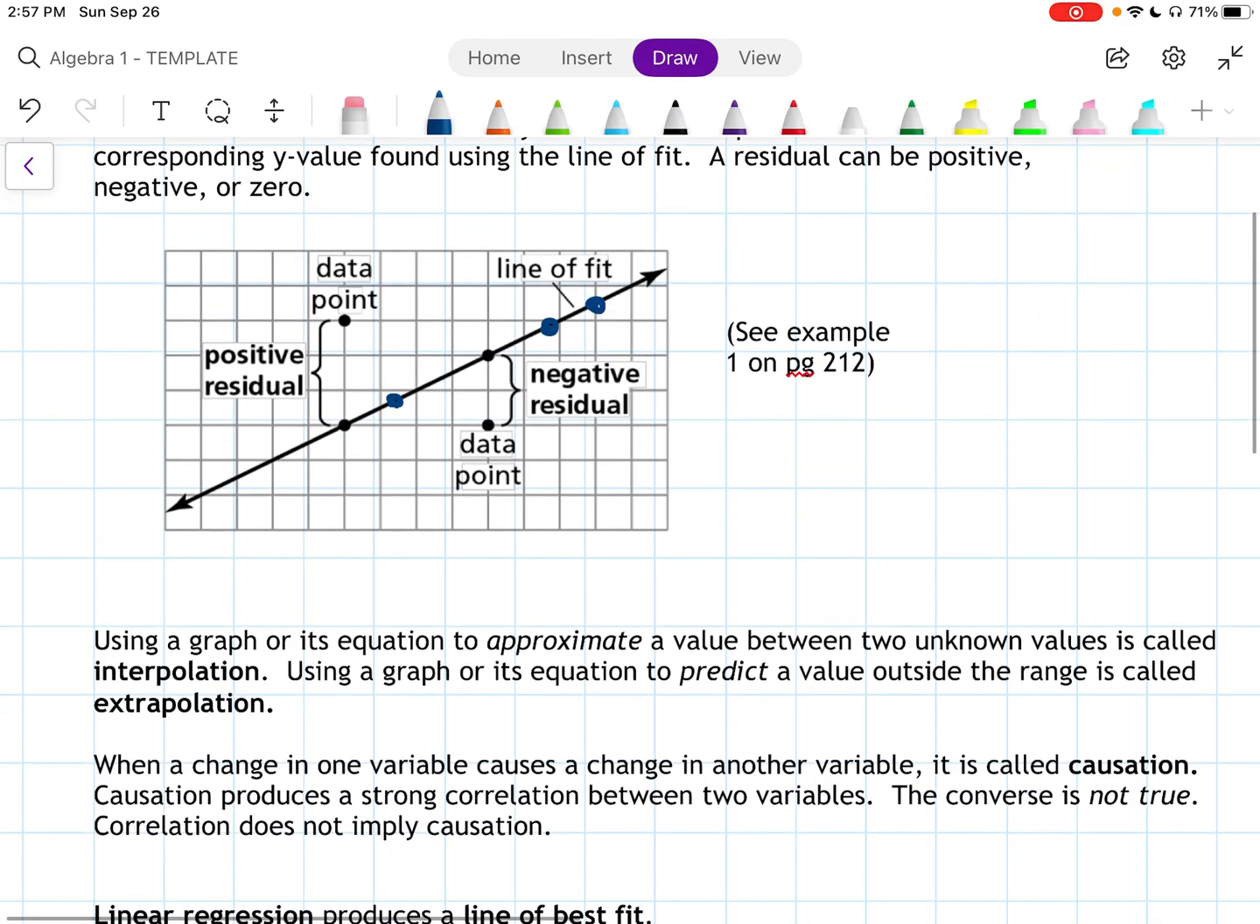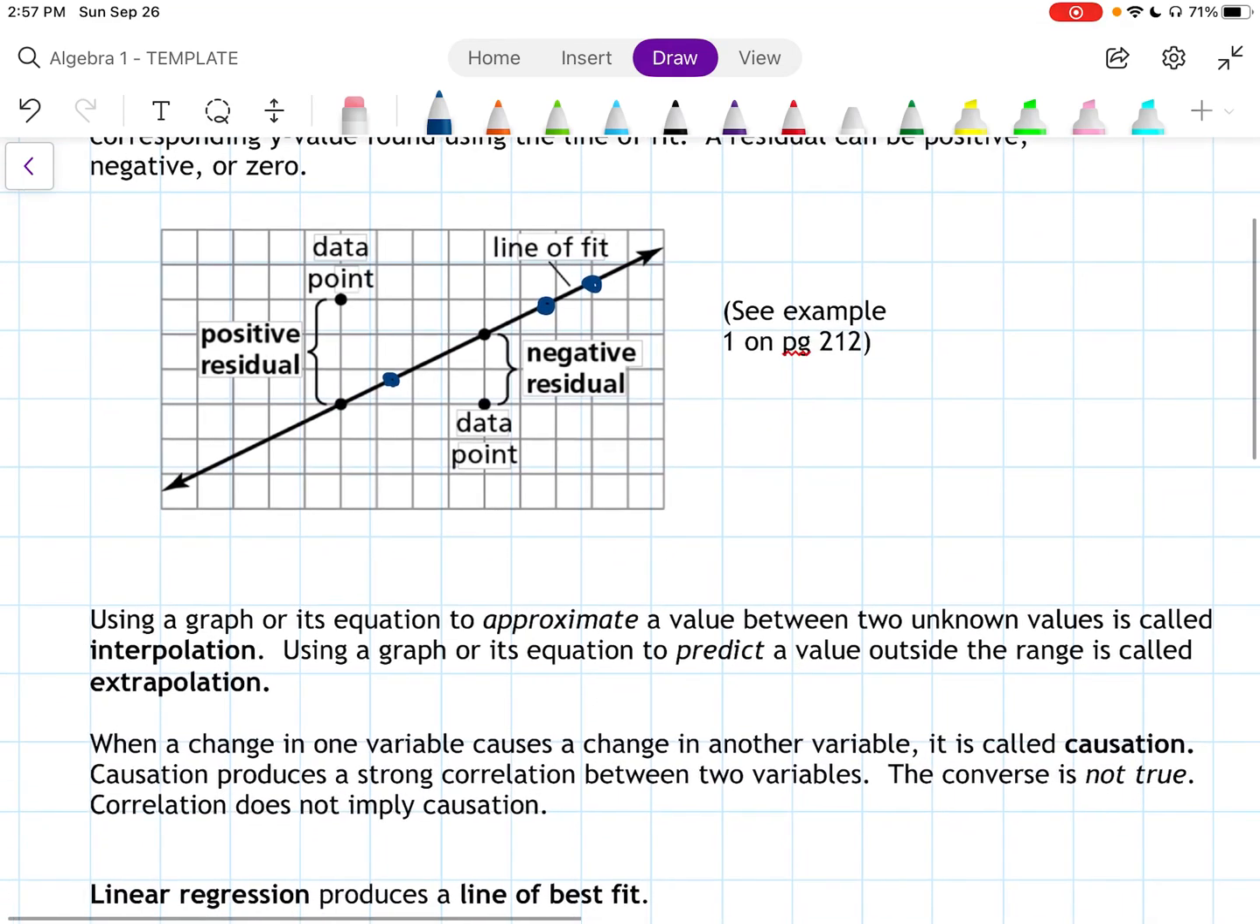All right, using a graph or its equation to approximate a value between two unknown values is called interpolation. Right, so if we're looking at this graph up here, say we have this data point right here and this data point right here. If we were to interpolate, we would look at anything that's between them, right? Interpolate inside, right? Interpolate inside.